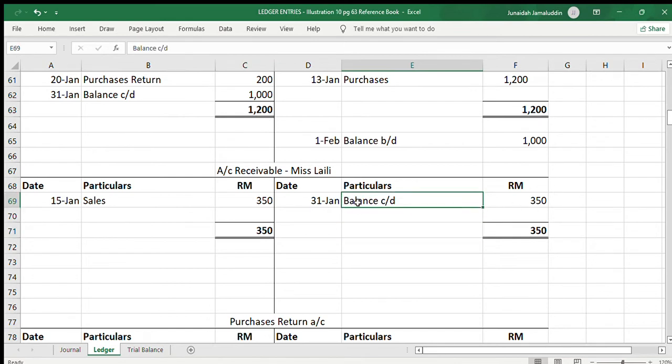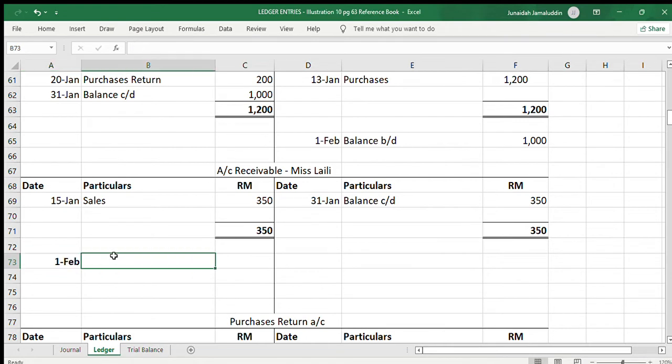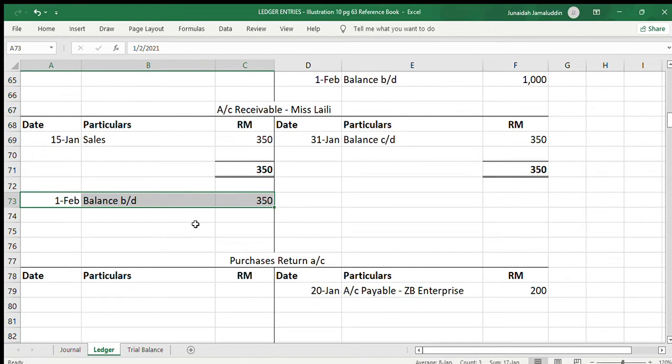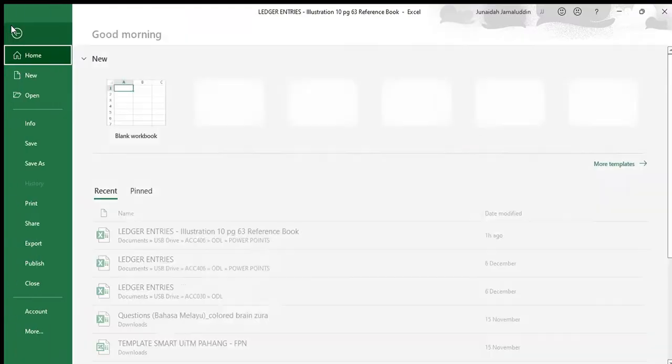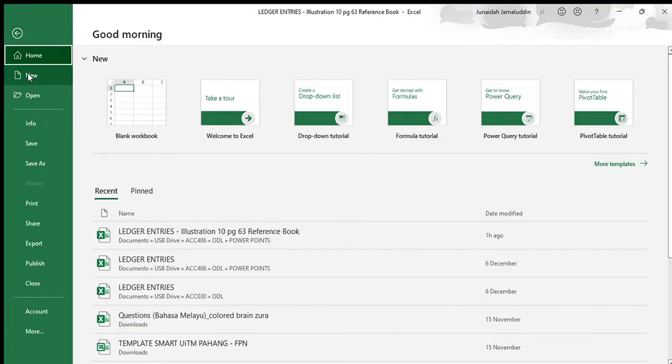Okay. So balance CD Miss Laili ni kita akan bawa ke following month. It will fall under credit side, 1st February. Okay. Dia akan jadi balance BD sebanyak 350. Okay, so this one I just unbold. Alright, so we are done with that. Okay, sekejap, madam simpan dulu this one.